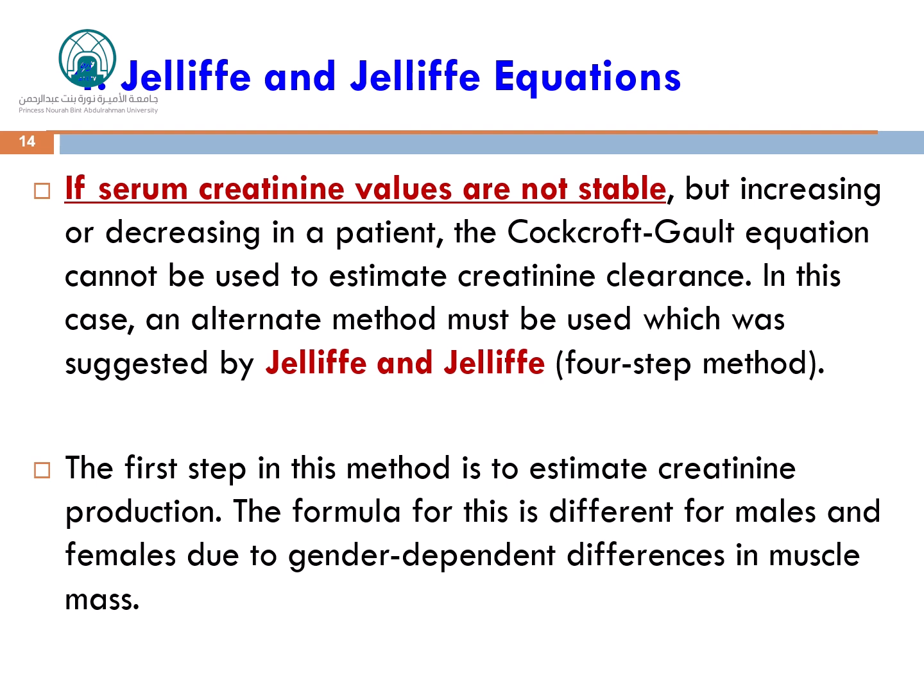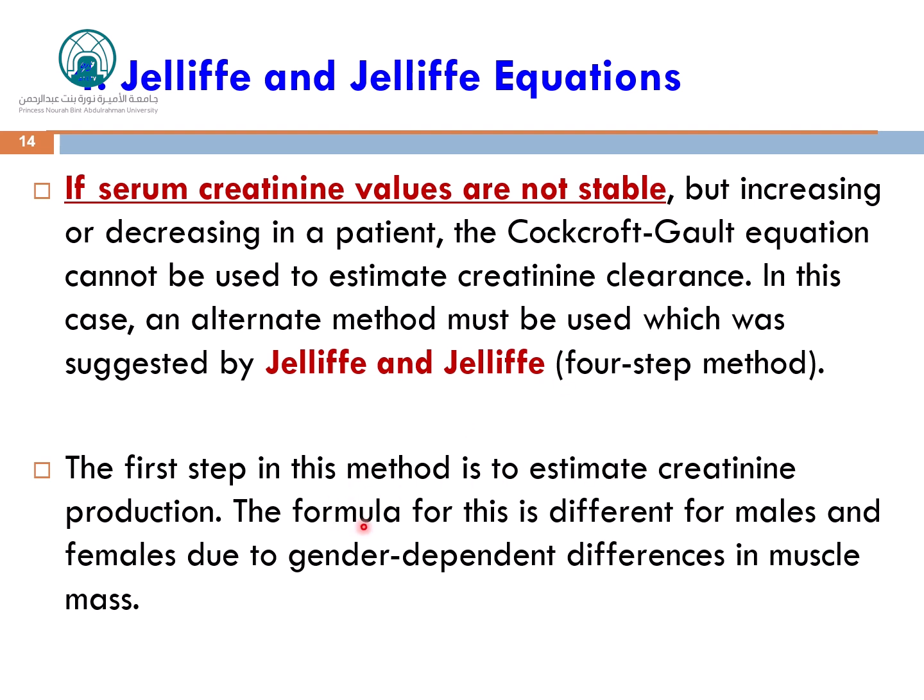If the serum creatinine values are not stable, but are increasing or decreasing in the patient, then as we have said previously, the Cockcroft-Gault equation cannot be used to estimate the creatinine clearance in such a case. In such a case, an alternative approach must be used, which is suggested by Jelliffe, which is a 4-step method. The first step in this method is to estimate creatinine production.